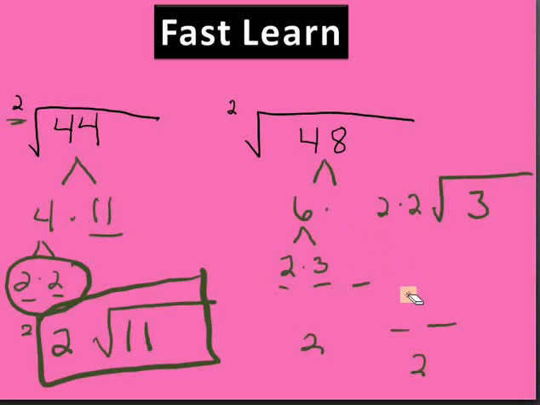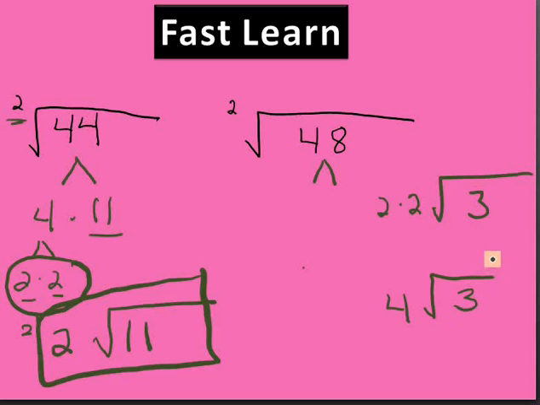Now we found our pairs, and we did our total breakdown of our number. Now all we have left to do is finish out the problem. 2 times 2 is what we saved out of the building, which is 4. And what we have left inside is a 3. And that is your answer.